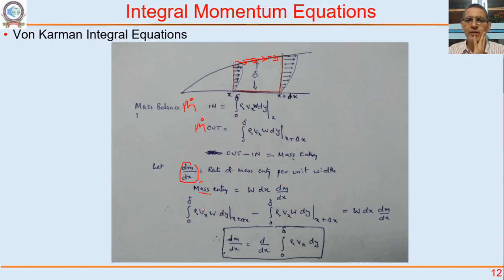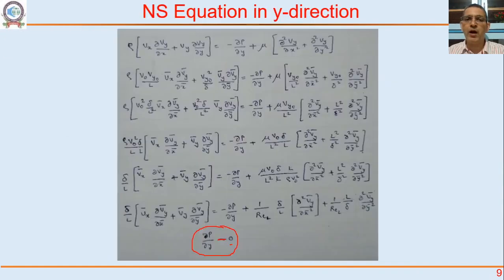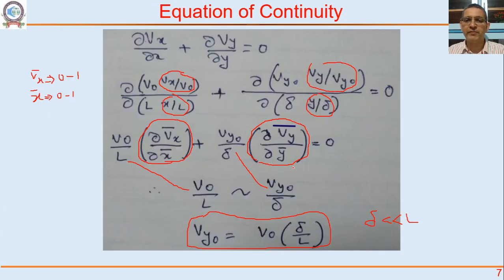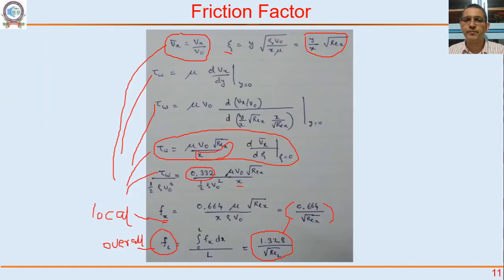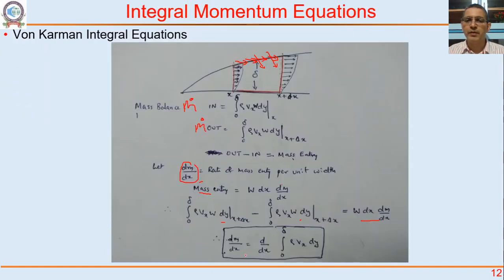Now what is the equation? What goes out minus what comes in must be equal to what is entering from the top. So I'll get an expression for dm by dx, the rate at which mass enters along the x direction. Why does it enter? Because it has a velocity component perpendicular to the surface. That's the Vy, that's the Vy naught. Remember? That's why mass enters. So you will get this expression. Derive this. Make sure that you get it for yourself.